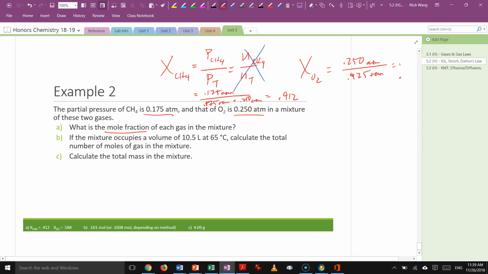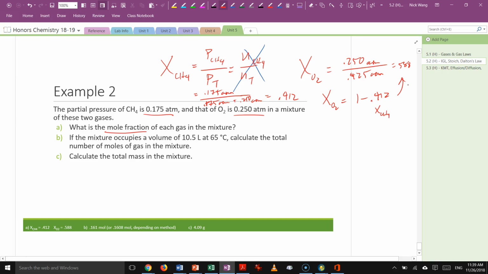Now, one thing I want to mention here is that I didn't even need to show that step, because what I know is true about fractions is that the sum of all the parts should equal 1. So ultimately, if I really wanted to, I could have done it like this too: it is equal to 1 minus 0.412, which is the mole fraction of CH4. And that would get me the same answer, 0.588.